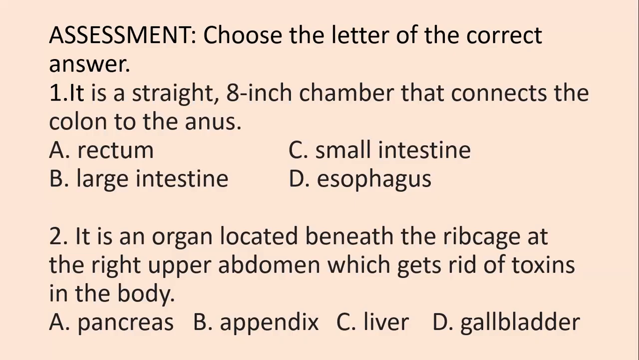1, it is a straight 8-inch chamber that connects the colon to the anus. A, rectum. B, large intestine. C, small intestine. Or D, esophagus. 2, it is an organ located beneath the rib cage at the right upper abdomen, which gets rid of toxins in the body. A, pancreas. B, appendix. C, liver. Or D, gallbladder.